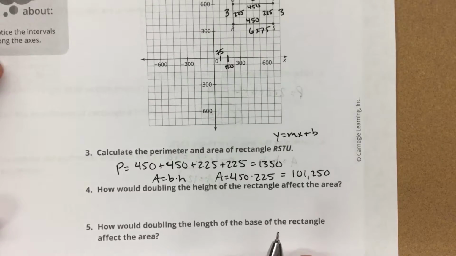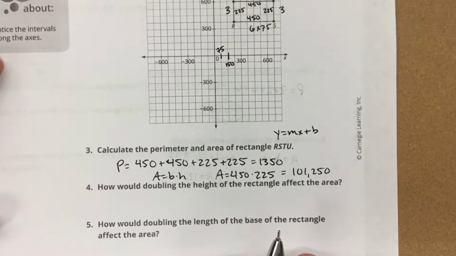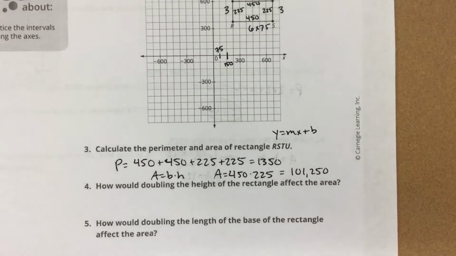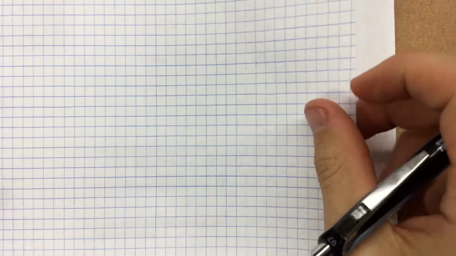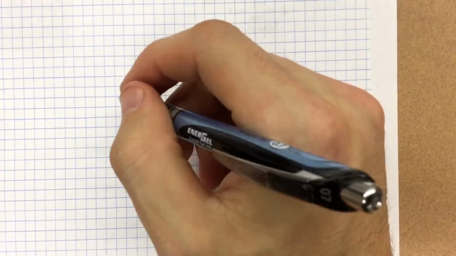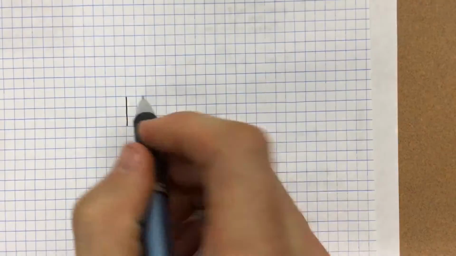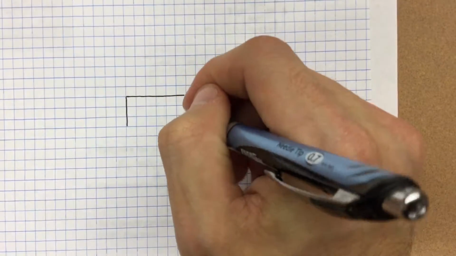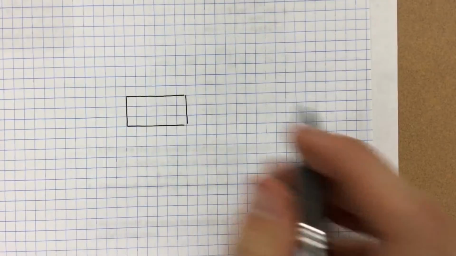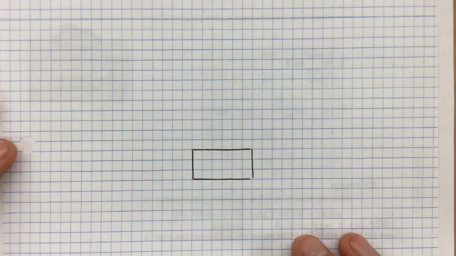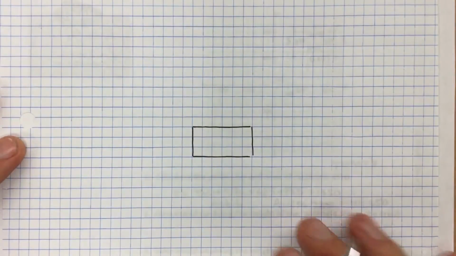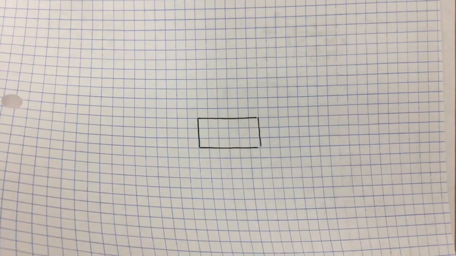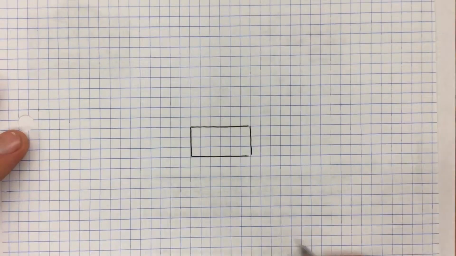Question 4 says, how would doubling the height of the rectangle affect the area? Okay, so I'm going to grab a separate sheet of paper here that has some squares on it, a little bit of grid going on, so that I can redraw this rectangle for us. So I'm going to say 3, we said it was 3 squares tall, and 1, 2, 3, 4, 5, 6 across, and then here is our rectangle. So what would happen if we double the height of this rectangle?